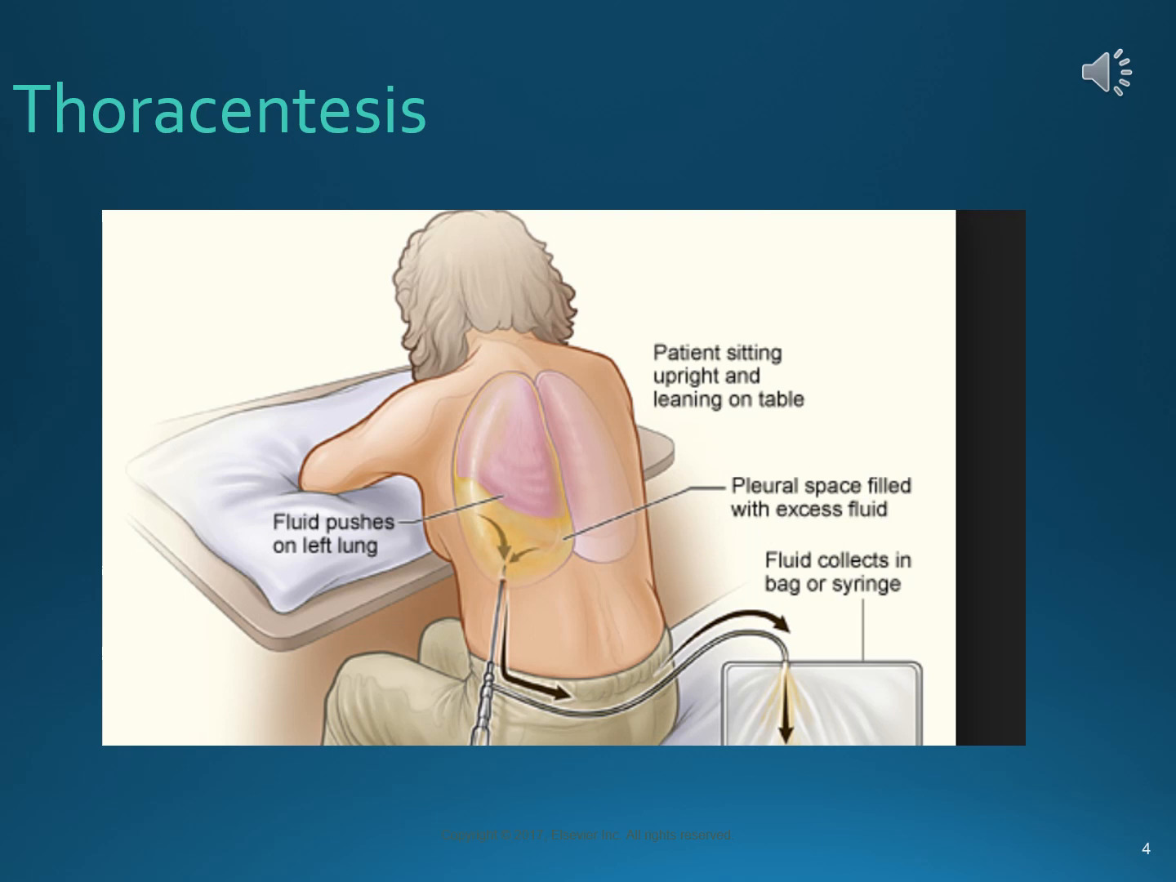And so what they do is they have the person sitting upright, leaning forward on a bedside table, and they put that large bore needle there into that pleural space where the fluid is, and then it collects in a bag, a syringe, sometimes a vacuum bottle outside the patient's body. And the physician just stands there with the needle until the fluid has drained off, and then when they take the needle out, they slap that Vaseline gauze on there, hopefully to put an airtight seal there.